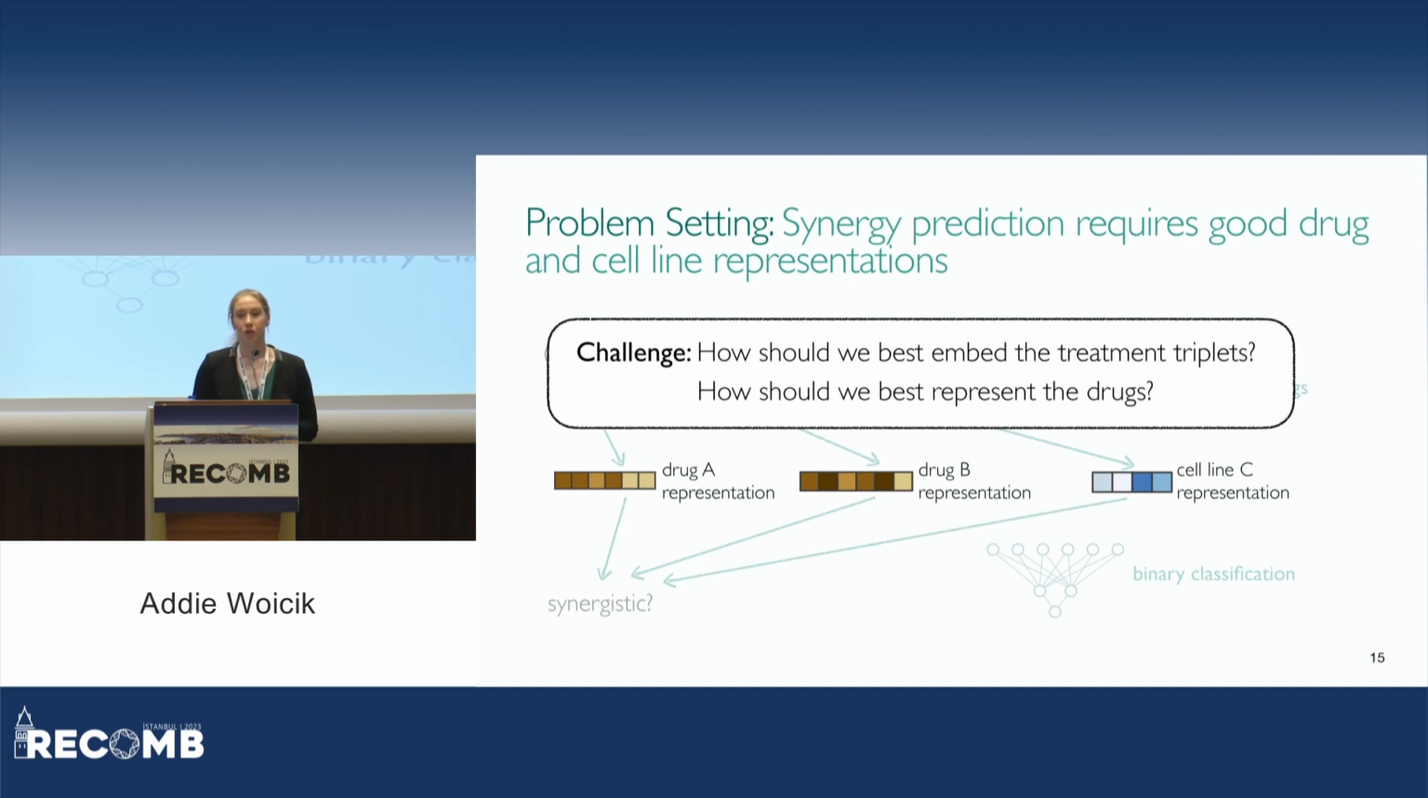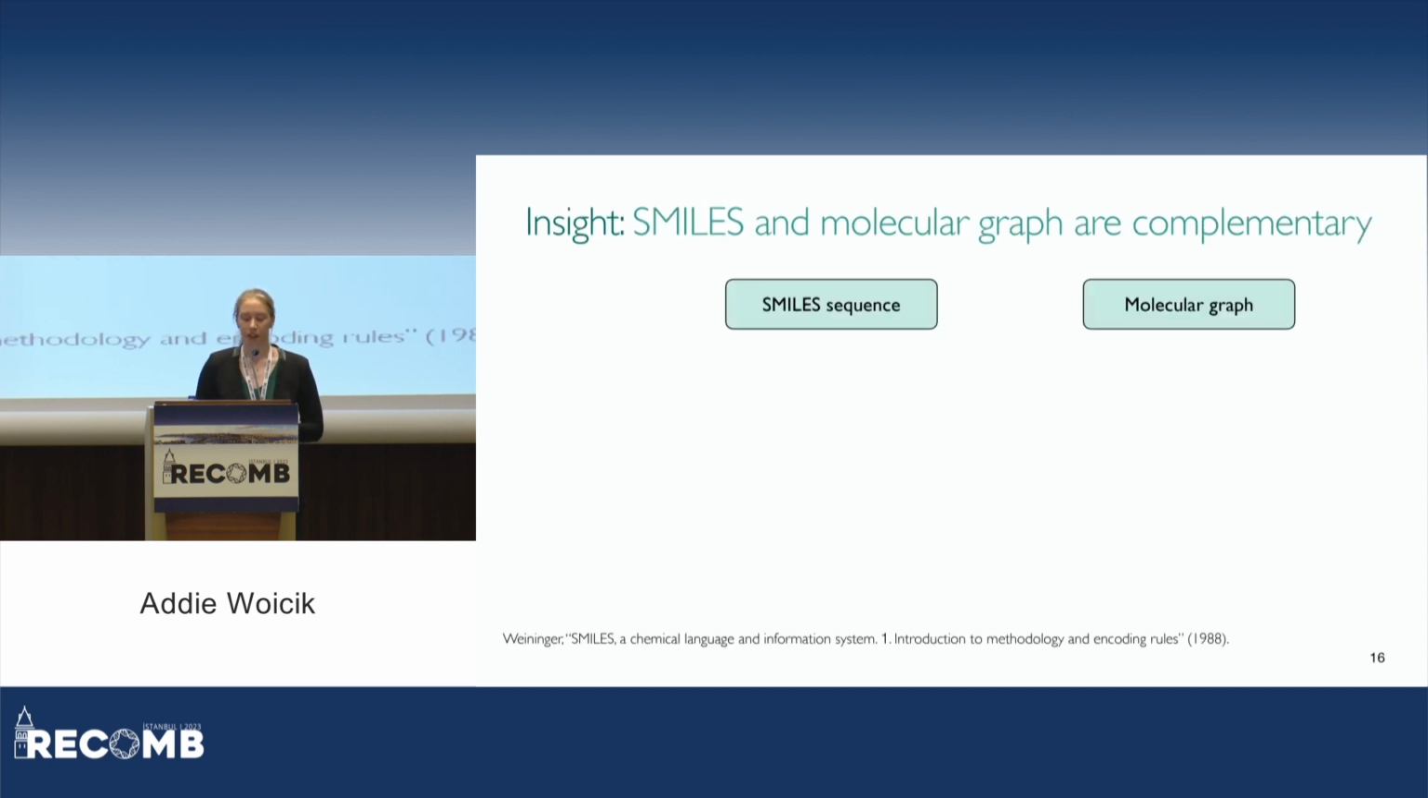And this isn't a trivial question, because even thinking about how we should give the drugs as input to the model has multiple decisions that we could make. These include the SMILES sequence and the molecular graph. So as an example, for the drug temozolomide, the SMILES sequence looks like this. It's basically a 1D string telling us about the atoms in the compound and how they're connected to each other. And the molecular graph is a 2D graphical representation containing similar information.